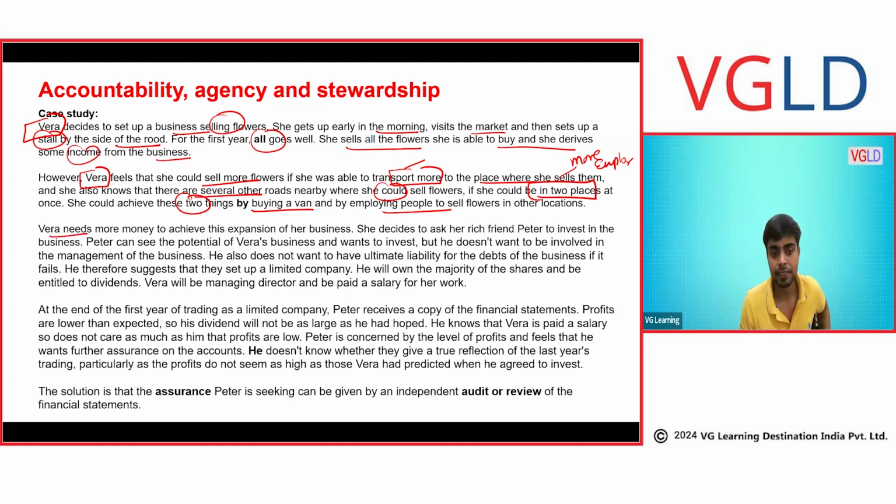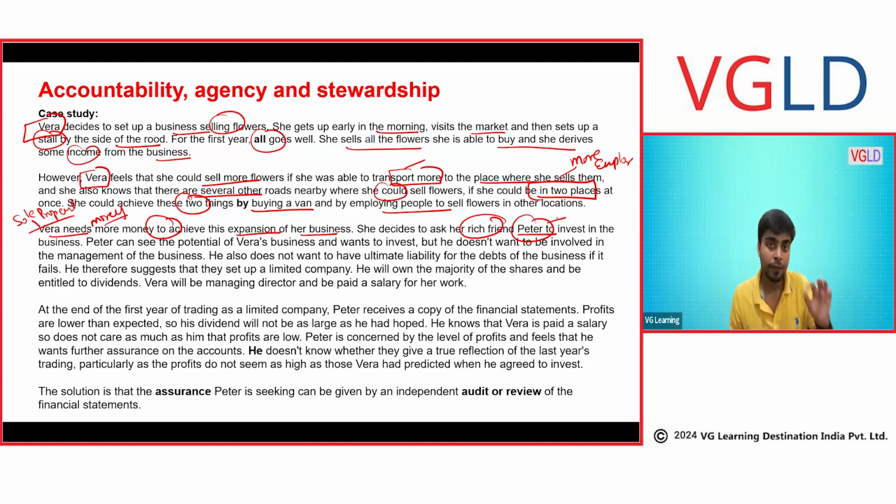Now what does Vera do here? Vera needs more money to achieve this expansion of her business. She decided to ask her rich friend Peter. Now, a very important point: Vera is the sole proprietor earlier. She needed money, so she asked her friend Peter for the money.